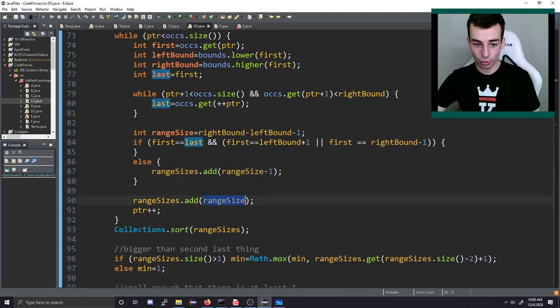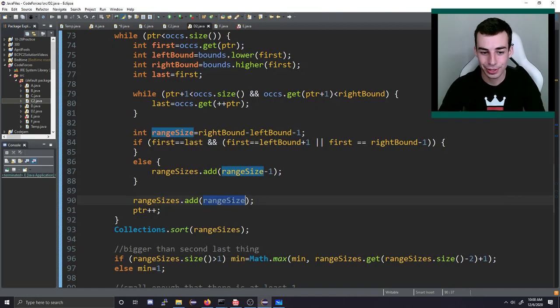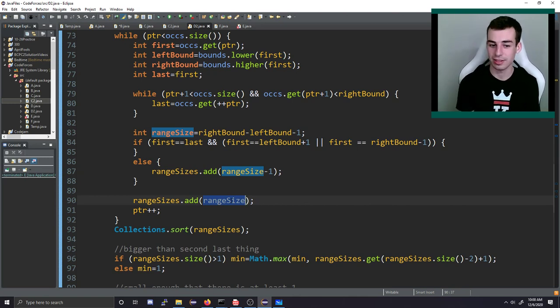Okay, so I add all of the range sizes, and this is difficult to explain, I guess. But I add all of the range sizes, and this handles exactly the case that I was looking for. But it does it in kind of an unpredictable way, but it ends up working if you go through all of the cases in your head.